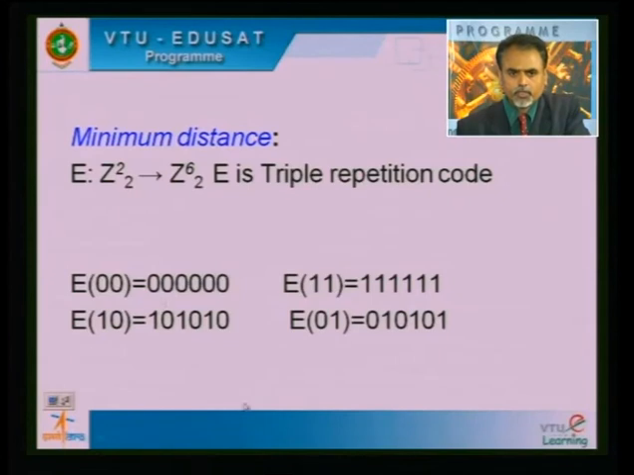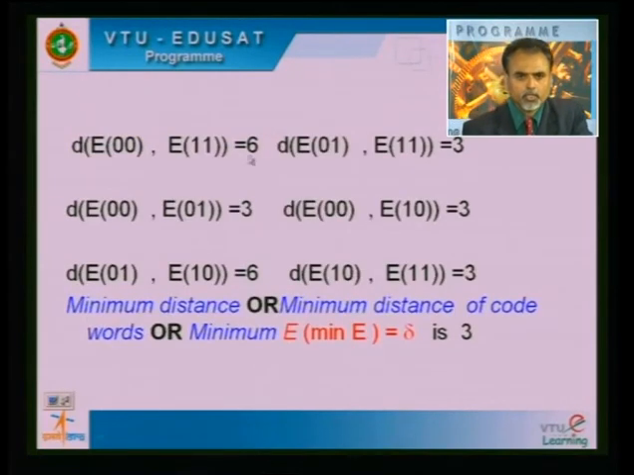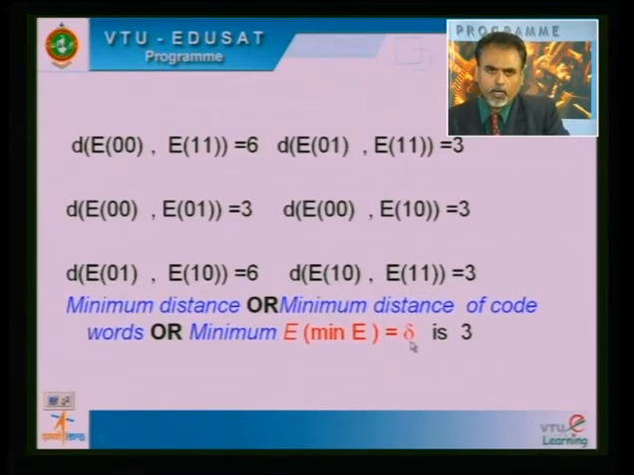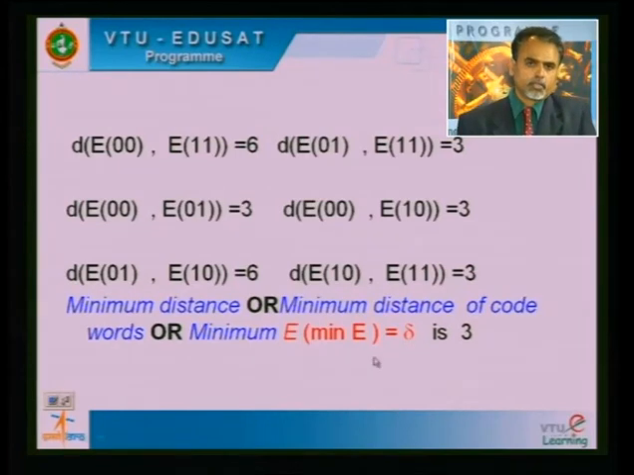Now again there are 6 possibilities of different distances that we find. The distance between the first two is remaining 3, between the second two remaining 2, between the third two remaining 1, and altogether 6. So these are the 6 distances, just as we found them. e of 00 to e of 11 is 6, e of 00 to e of 01 is 3. So 6, 3, 6, 3, 3, 3. These are the different distances. There is an importance for the minimum distance. The minimum distance of code words is denoted by minimum e, or sometimes by delta. So this delta is 3.